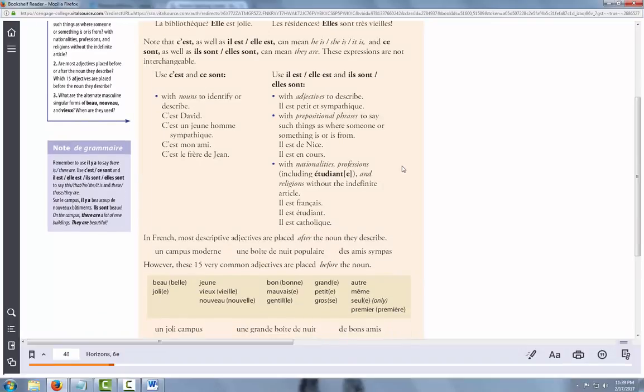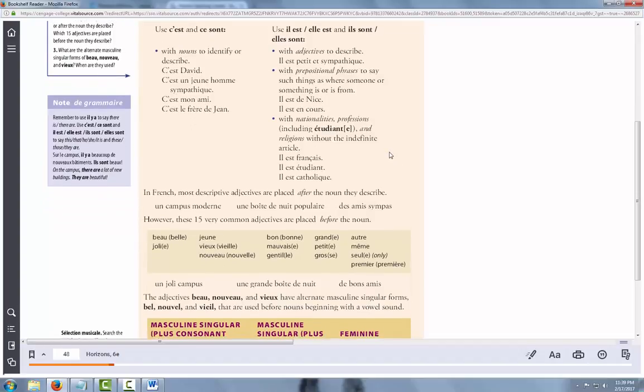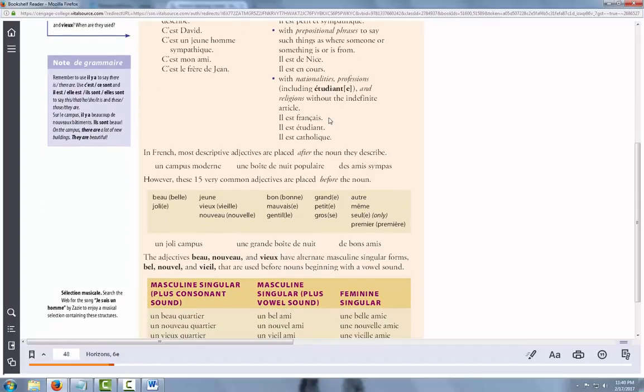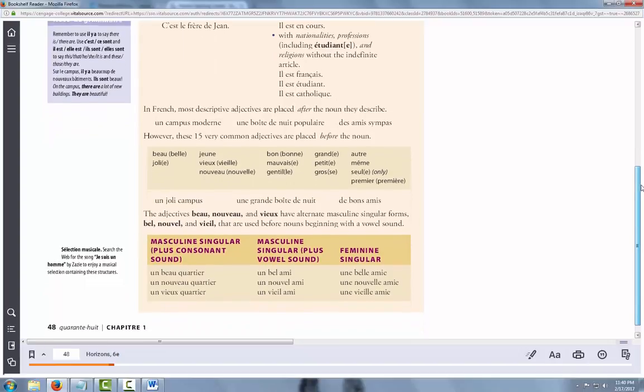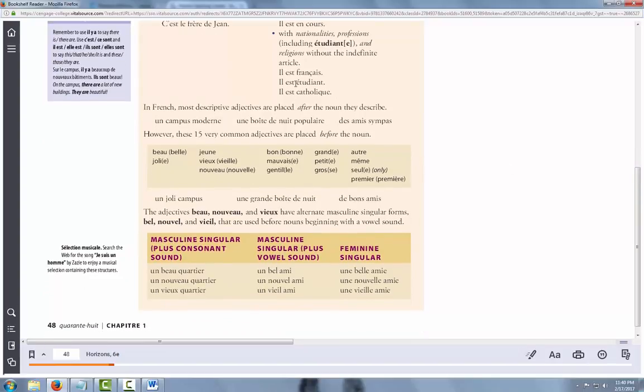With nationalities and professions, as well as being a student, il est français, he is French. Il est étudiant, he is a student. Notice that here in English you would say he is a student. In French, you don't have an article before professions. It's just il est or elle est and the profession right away with nothing in between. Il est catholique, he is Catholic. With a religion, you also use il est, elle est.